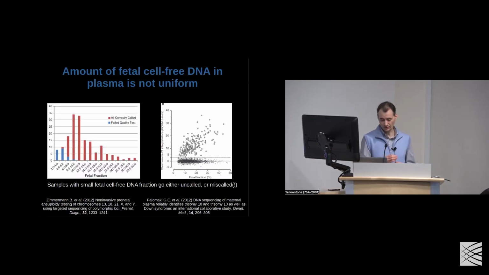And this is also a little bit of an issue because it will lead to what we call no-call rates. Sometimes the test will just return saying there wasn't enough fetal DNA, sorry. Either try again or seek another method for diagnosis. But it also means that when the fetal fraction is low, it's going to be easier for the test to make a wrong determination of trisomic status.